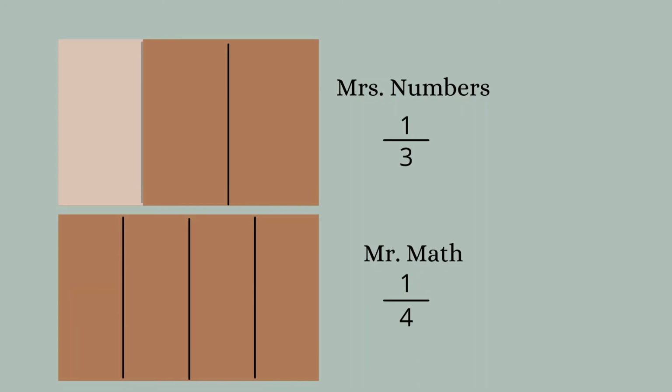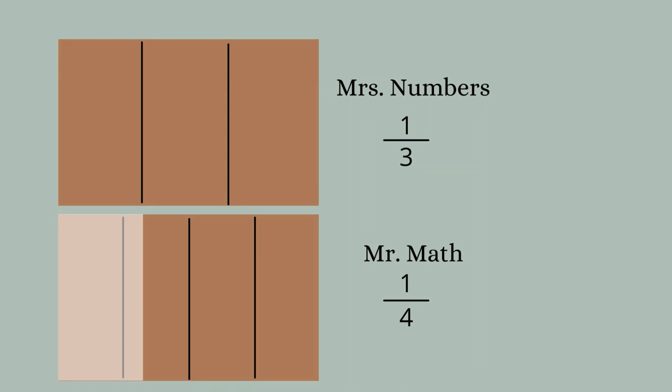As we compare this piece in Mrs. Numbers' candy bar, which represents 1/3, to this piece in Mr. Math's candy bar, which represents 1/4, we can see that the shading is overlapping just a little bit. That means Mrs. Numbers' piece is slightly bigger.